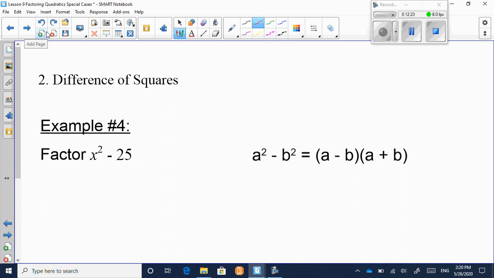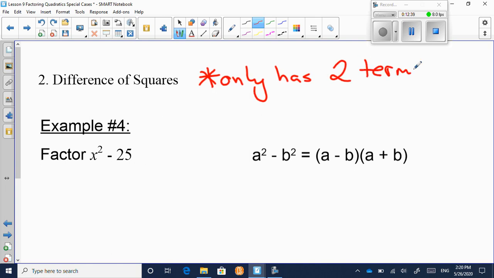Okay, the other special case that we sometimes see in factoring is something called a difference of squares. Now, right off the bat, a difference of squares only has two terms. So notice that it's a little bit different than the trinomials we saw because these ones only have two terms.